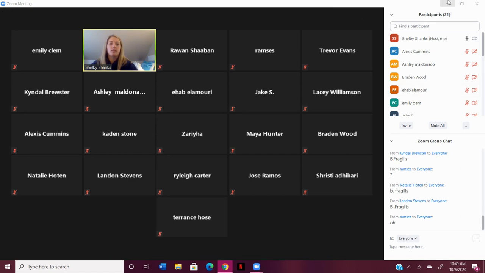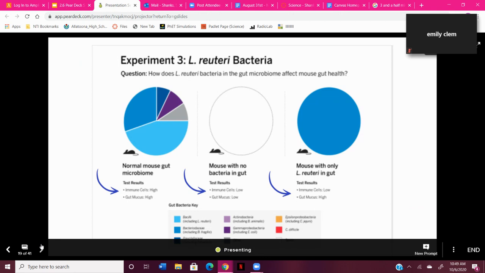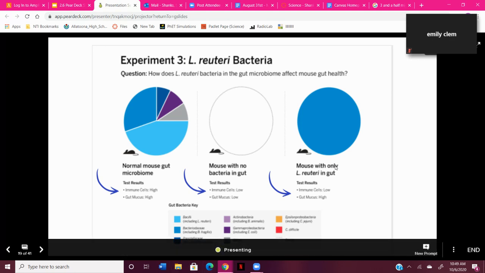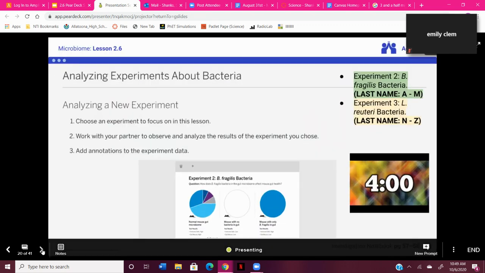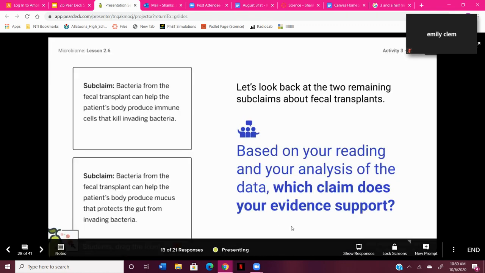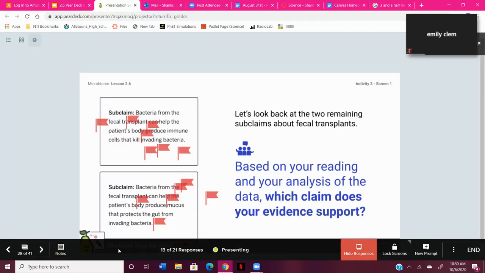Okay, so with the other, it says the mucus will help fight off the bad bacteria. And so we want our gut mucus to be high in that case. So with the L. reuteri, the gut mucus is high and the immune cells are low. All right, so we can say subclaim 2 goes with the B. fragilis evidence. Subclaim 3 goes with the L. reuteri evidence. Okay, so make sure that you have dragged the little flags over to the correct spot. If you need to move them, you can.